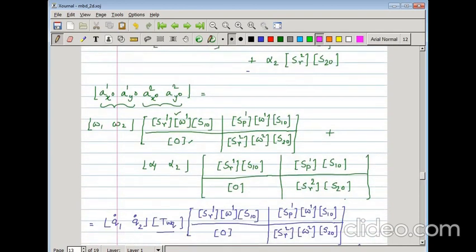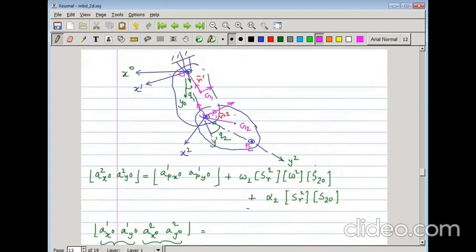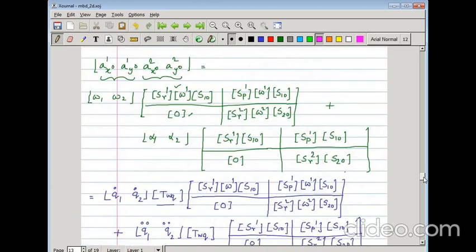Now if you multiply omega 2 with this and alpha 2 with this, you get respectively the normal component of G2 with respect to P1 and the tangential component of G2 with respect to P1. So this is the explanation of the terms.